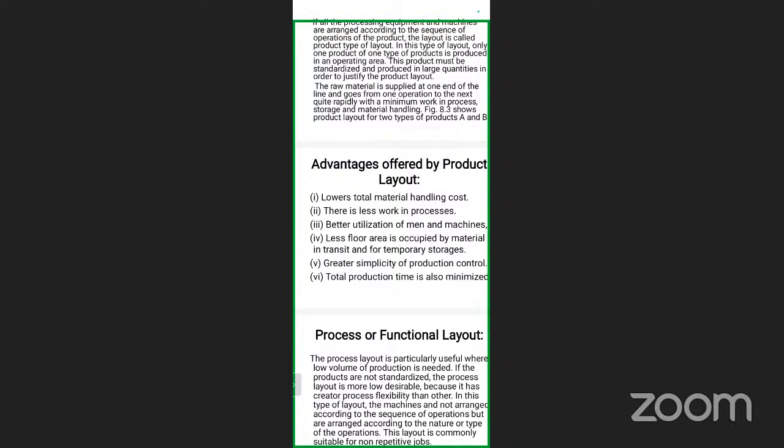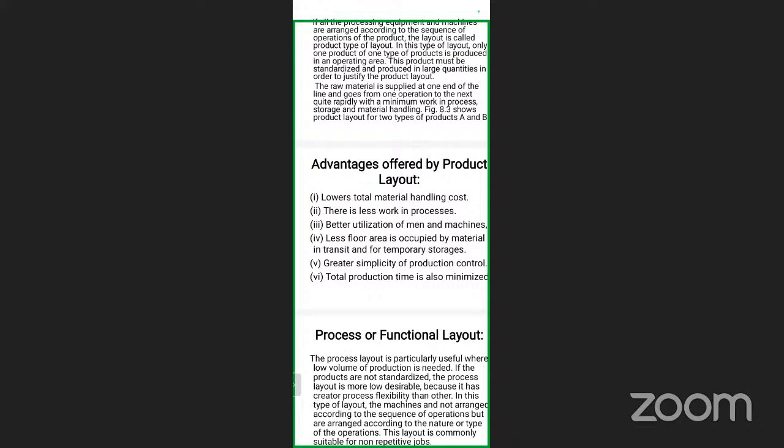And also, less floor area is occupied by material in transit and for temporary storage. Transit means your product has not reached the final stage, not reached the destination; it is on the way. Accordingly, floor area is occupied by material for temporary storage and temporary arrangement. And also there is greater simplicity of production control.